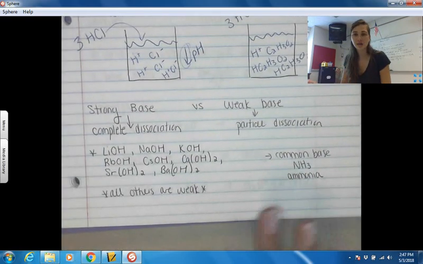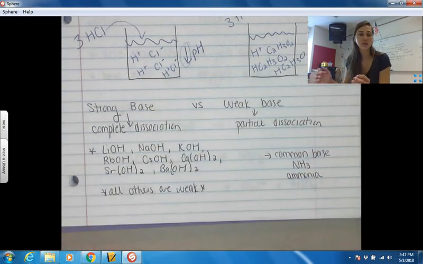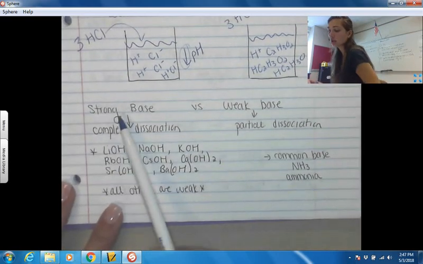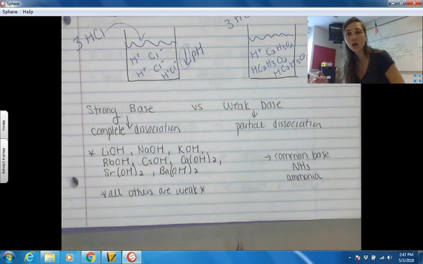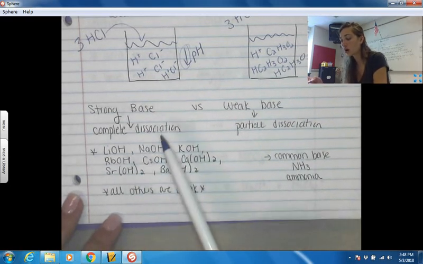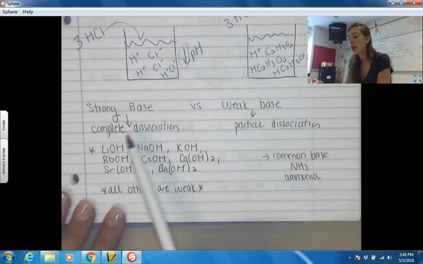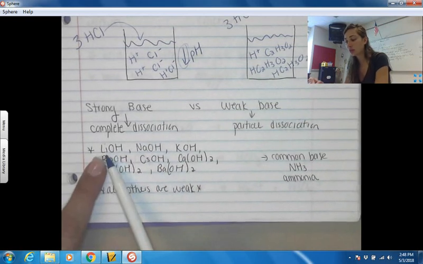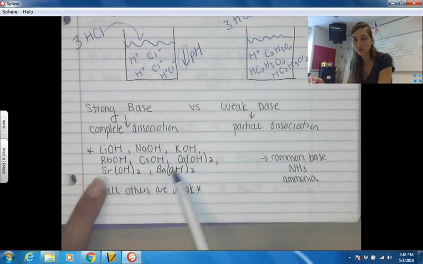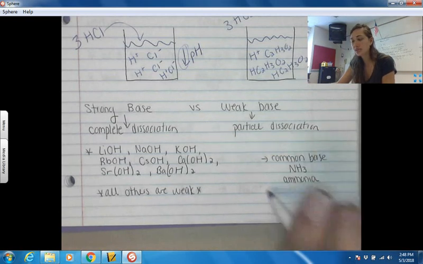Same exact thing applies to strong bases, but instead of having H pluses, now we're talking about OH's, our hydroxide ions. So strong bases completely dissociate, weak bases partially dissociate. Our strong bases are those bases that have a hydroxide ion at the end and pair up with our alkali metals or some of our alkaline earth metals. All others are weak. A very common weak base is ammonia.